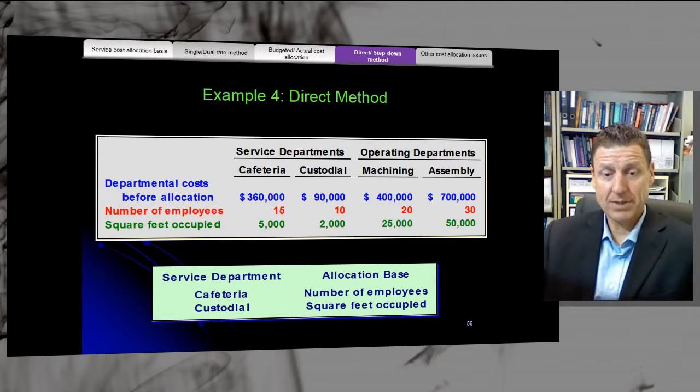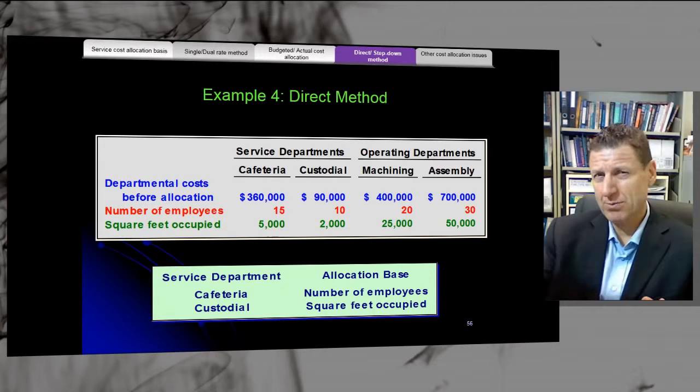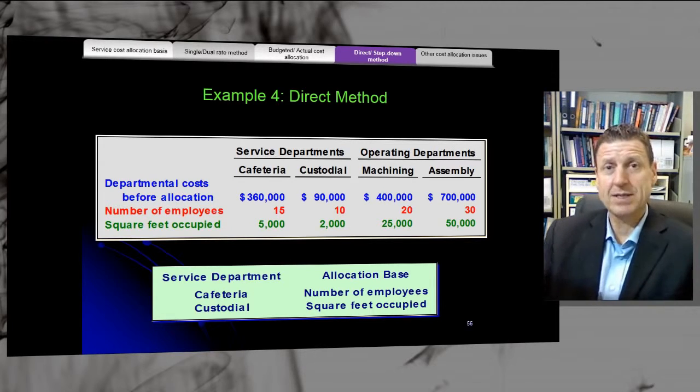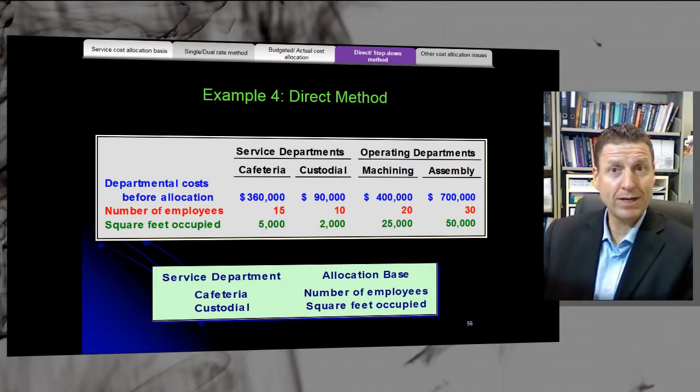Other service departments could be human resource management. Other service departments could also be the accounting department or the information technology department. So there could be many service departments that we could allocate costs from to the operating departments. But in this case, here we have cafeteria and custodial.